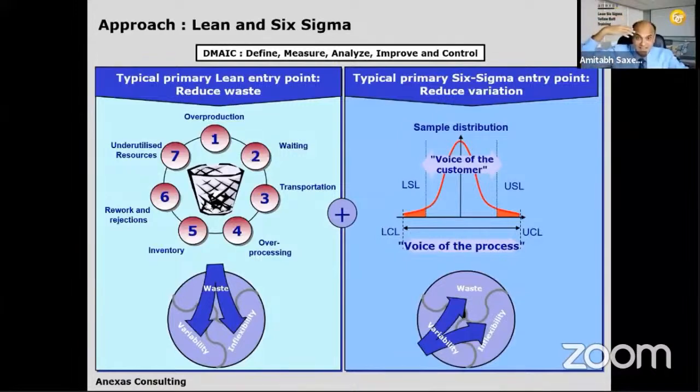What was the value? Understanding of Lean Six Sigma principles. But all these activities were not adding any value. Unfortunately, this was a waste. As per Lean, it was a waste.